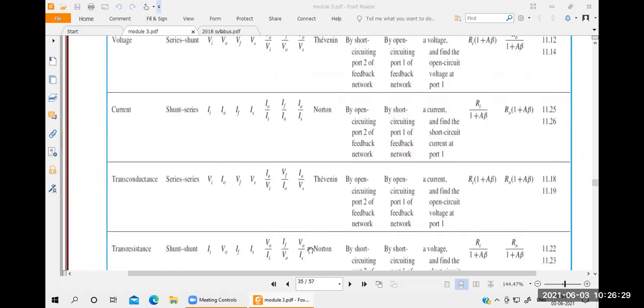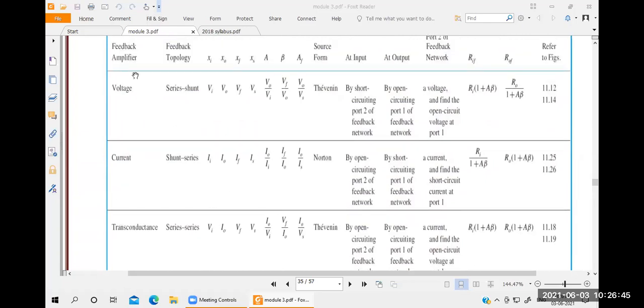So before reading these different types of amplifiers, first you go through this comparison. Then you can understand the derivations. Otherwise, it is very difficult. Before going to the qualitative analysis, first go through the comparison. What are the different feedback amplifiers? What are the feedback topologies? What are the input and output? What is open loop gain? What is feedback gain? Then what is amplifier with feedback? Then we can take RIF and ROF. See this comparison here.